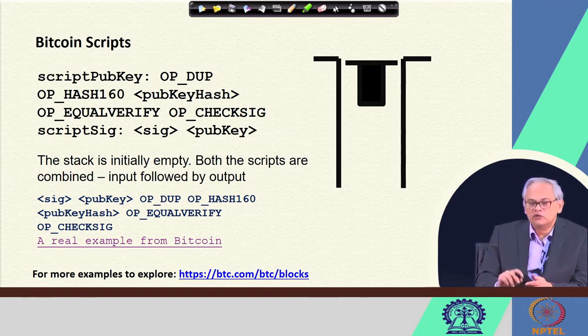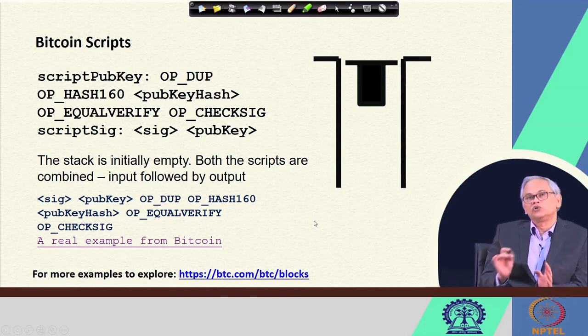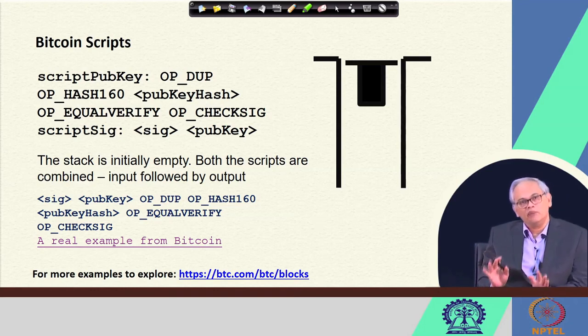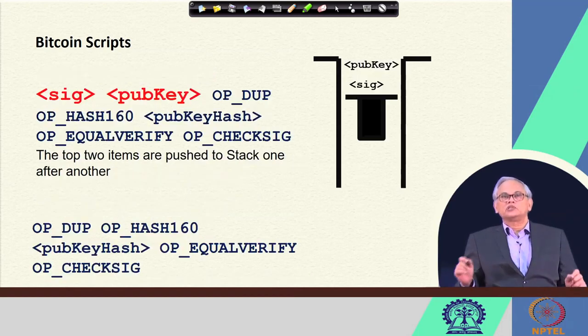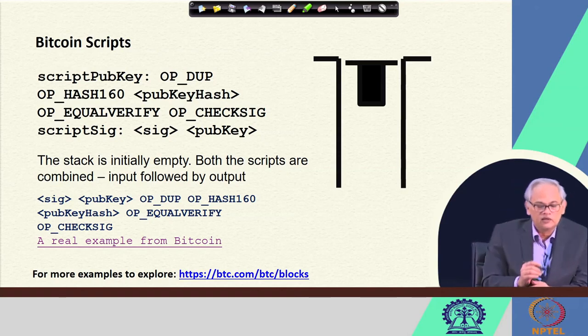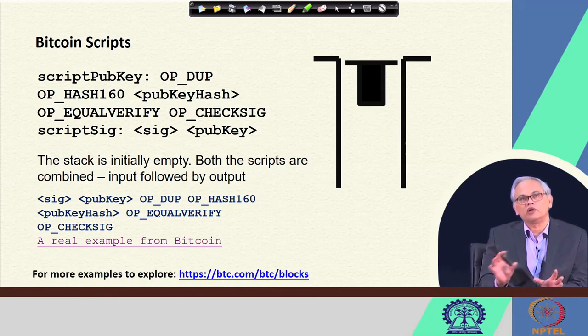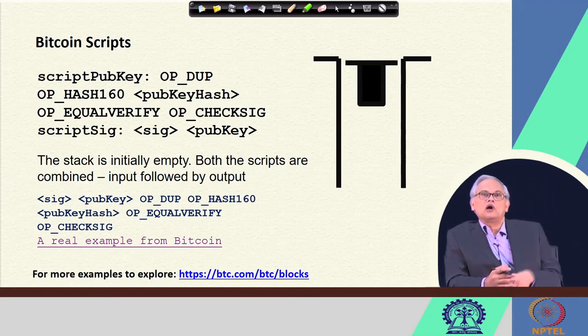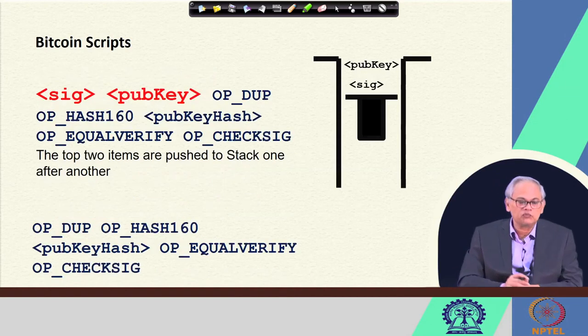So, now what we do is that we consider this situation where the stack is initially empty, and now one by one we will process that. If you look at this example, we have this part here that is from sig pub key, op dup, all the way up to op check sig, which is the combination of these two different scripts. So, we are processing them one by one.